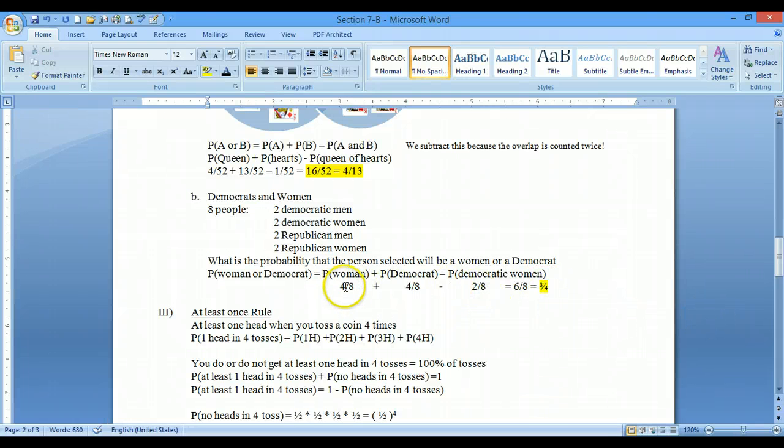Note, if I were to have done the 4 out of 8 and 4 out of 8, I would have had 8 out of 8, and that doesn't make sense because I didn't count the Republican men. So I know something's up there. So if you have something like that, kind of double check and look back.